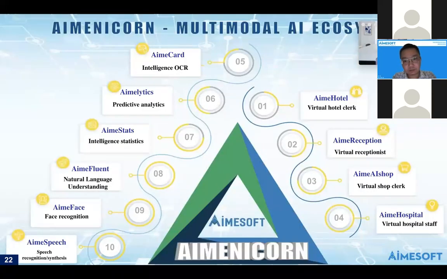The virtual human software packages are built inside our multimodal AI software ecosystem AimeNicorn. AimeNicorn contains our core multimodal AI engines, such as AimeFace for face recognition, AimeFluent for natural language understanding, and AimeLytics for predictive analytics. Using these core AI engines, we can build various AI applications, including the virtual human software series.